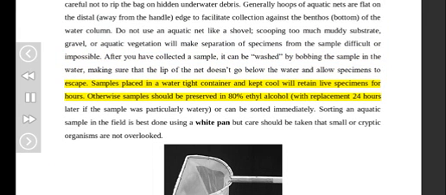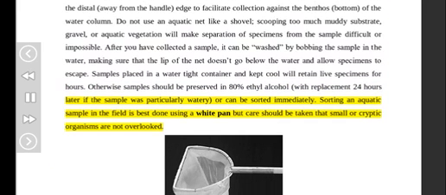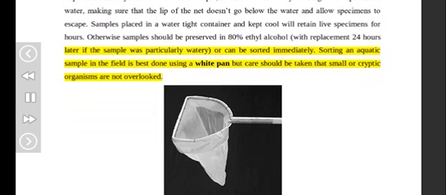Samples placed in a watertight container and kept cool will retain live specimens for hours. Otherwise, samples should be preserved in 80% ethyl alcohol, with replacement 24 hours later if the sample was particularly watery, or can be sorted immediately. Sorting an aquatic sample in the field is best done using a white pan, but care should be taken that small or cryptic organisms are not overlooked.